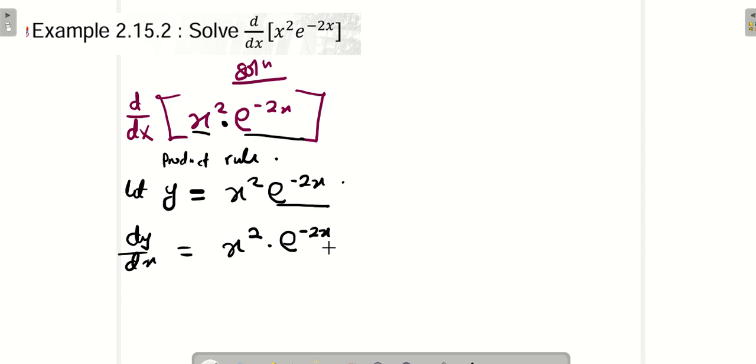Then it will multiply the derivative of the exponent. The derivative of the exponent, when you differentiate, will be negative 2. Alright. Plus, we are applying the product rule, so plus: you also hold the second one, which is e to the power negative 2x, then you differentiate the first one. When I differentiate the first one, I'll get 2x, and it will multiply e to the power negative 2x.